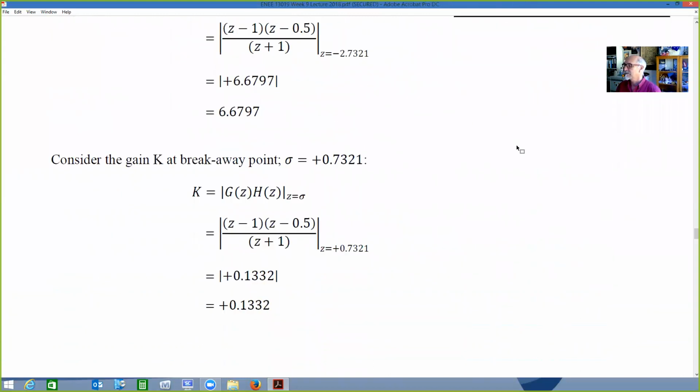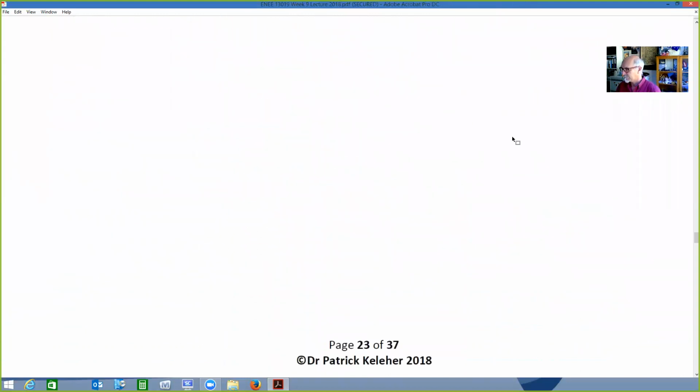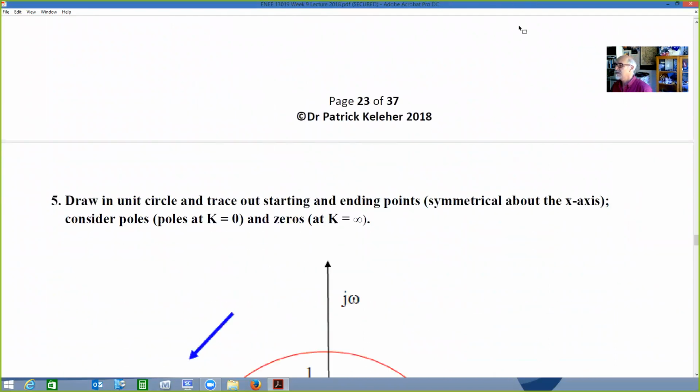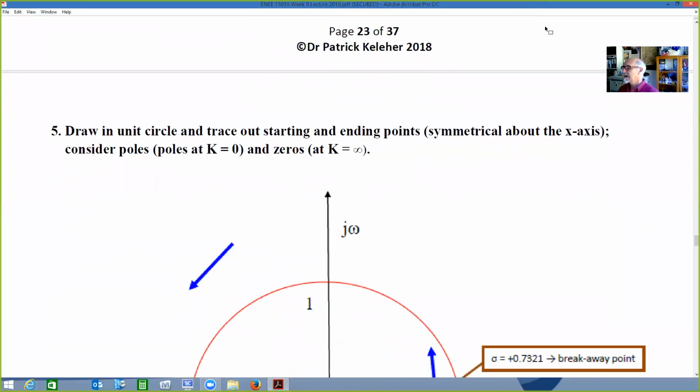So we've done that for each of our sigma values. Draw in the unit circle and trace out the starting and ending points. Remember, it's symmetrical about the x-axis, and consider the poles. Poles occur when k, the gain, is 0, and zeros occur when the gain equals infinity.